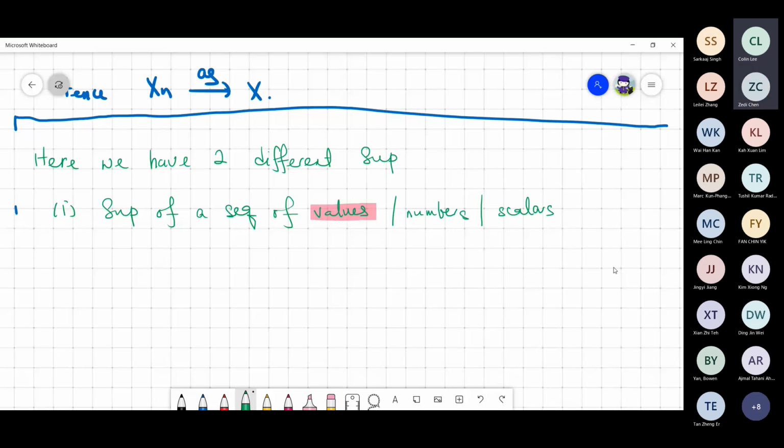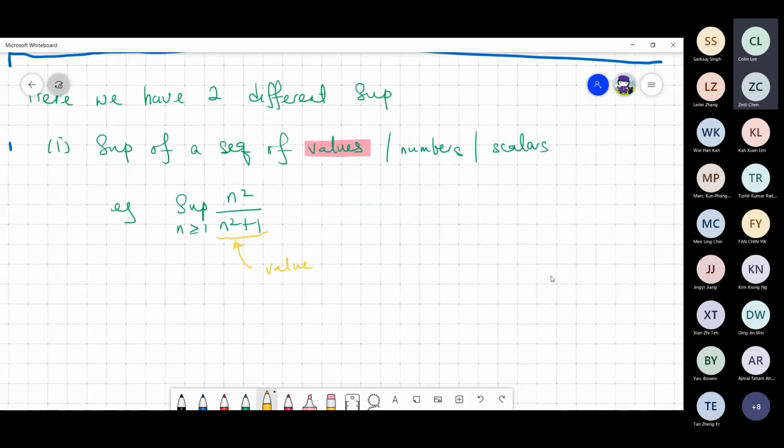For example, we can have the supremum over n greater or equal to 1 of n squared over n squared plus 1. The one inside here is a value. So in this first concept we have a sequence of values, and we are looking for sort of the largest value, though not exactly the largest value, something like that.